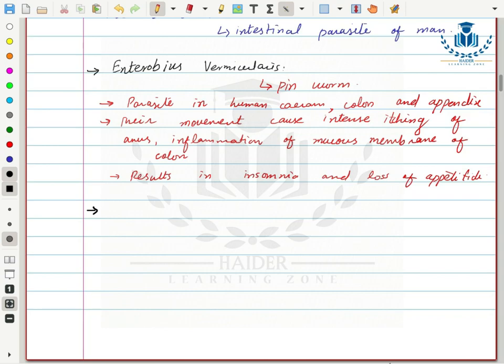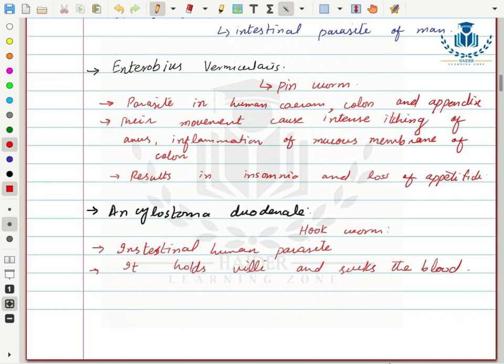The last one is Ancylostoma duodenale, commonly called hookworm. It is also a human parasite, but it is an intestinal human parasite. It mostly occurs in Asia, North Africa and Europe. This is the most dangerous of all of these because it is present in the intestine. It holds the villi and also sucks the blood. Because it sucks the blood, it causes anemia.